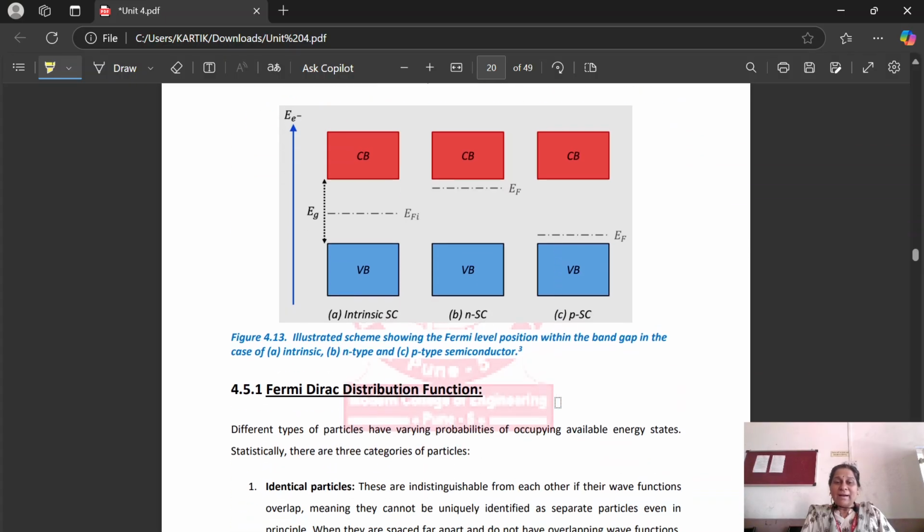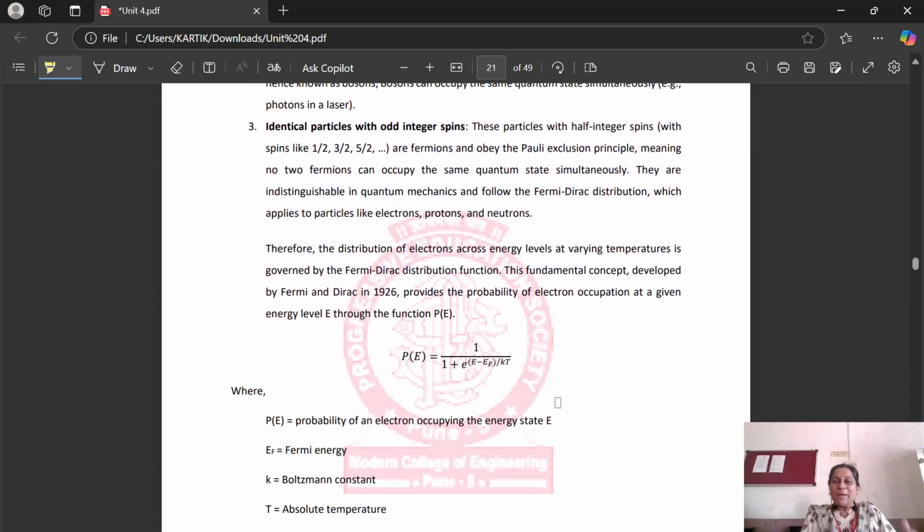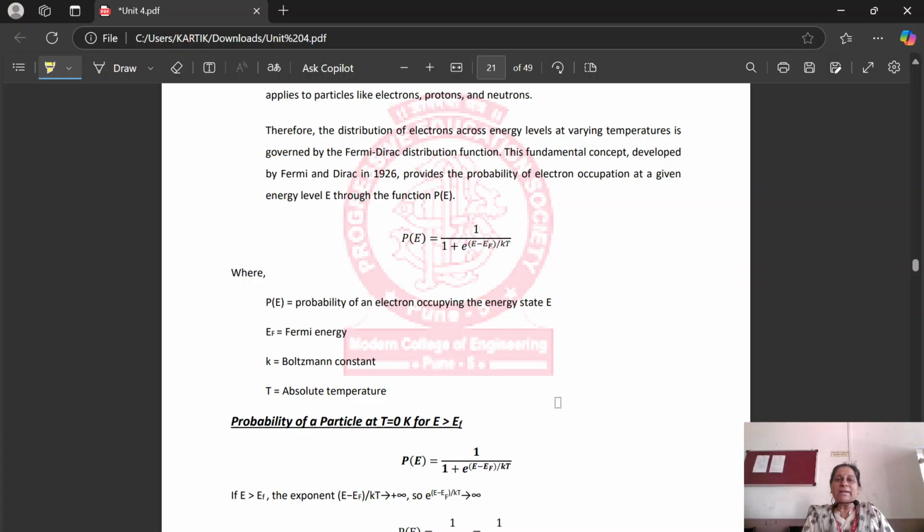Now, the Fermi-Dirac distribution function represents the probability of finding a particle with the energy state E. Okay, since we are talking about the Fermi-Dirac distribution function, we are talking about a probability distribution function. This P(E), what is this P? P represents the probability of finding an electron, or the probability of finding the charge carrier with the energy state E. This is our definition of P(E).